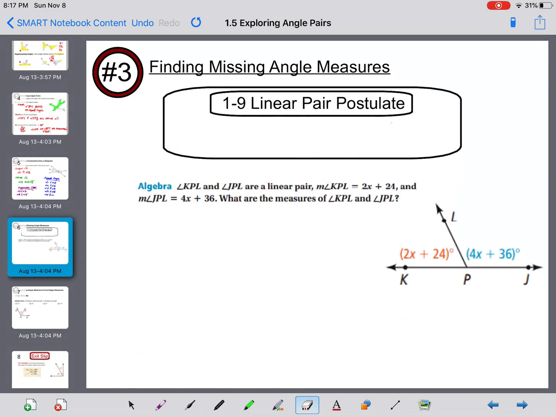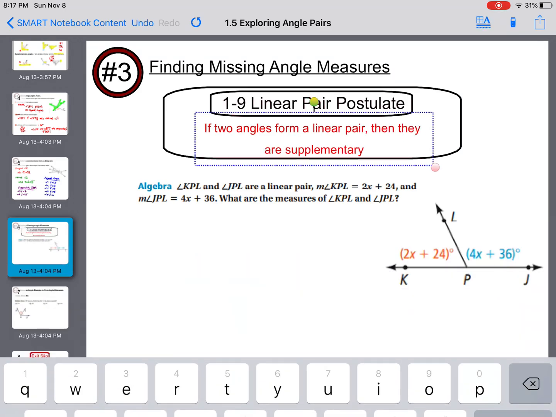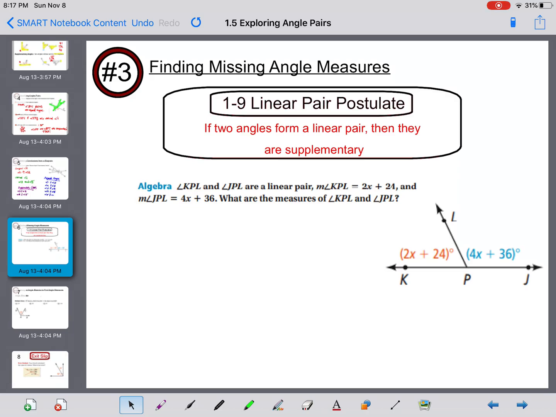Finding missing angle measures. So the linear pair postulate is if two angles form a linear pair, then they are supplementary. Okay, this should say form a linear pair, then they are supplementary. A little bit of algebra here to solve this question. Angle KPL and JPL are a linear pair, because when they come together, they create a straight line. Linear pairs, we all know, are 180 degrees because they are supplementary.